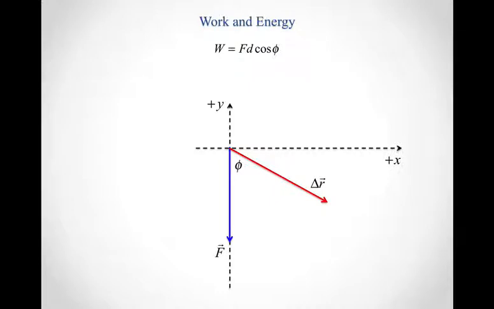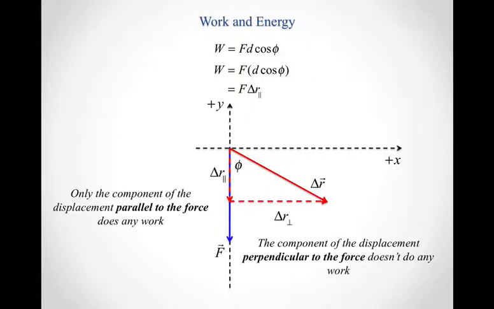The other way, and this tends to be useful if my force is the one that lines up with a coordinate axis. So here, say I've got a force that points straight down. I've got a displacement that points off at some angle. But if I think about now that d cosine phi, well again, phi is the angle between my two vectors. So that delta r parallel tells me the component of the displacement parallel to the force, and that's the only component of the displacement that's going to do any work.